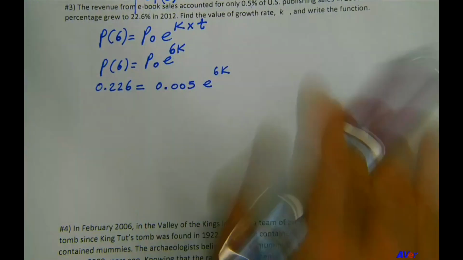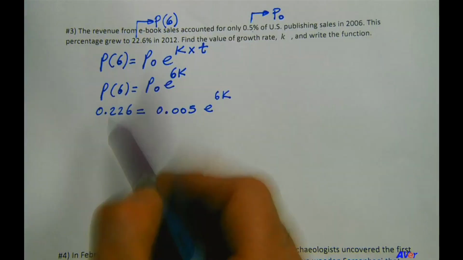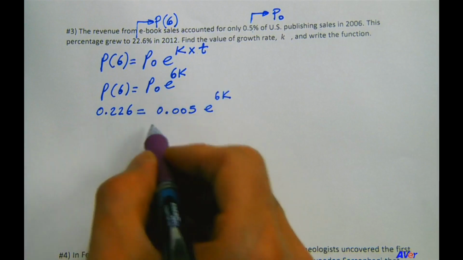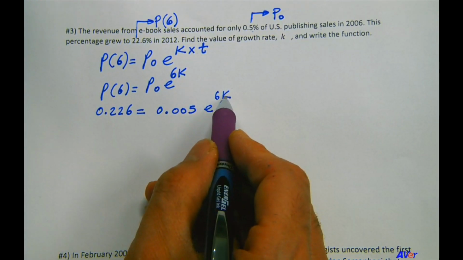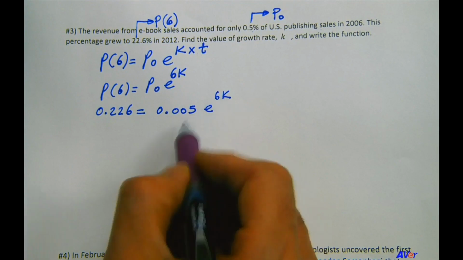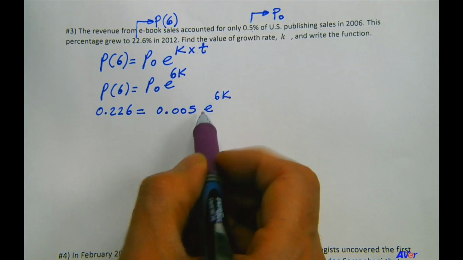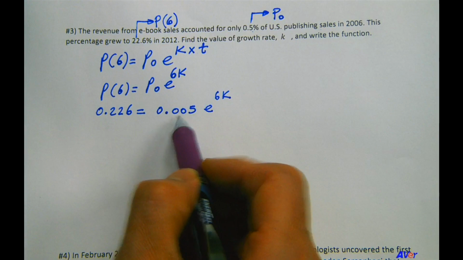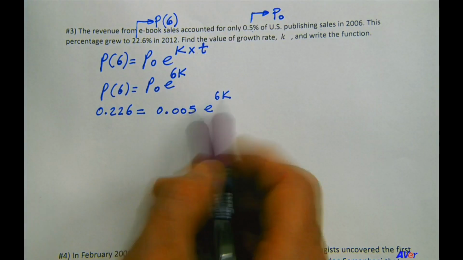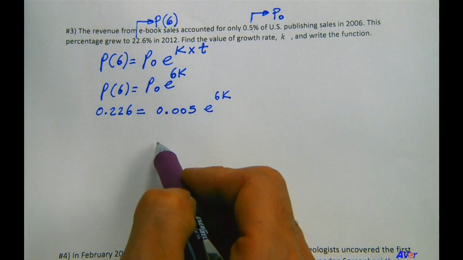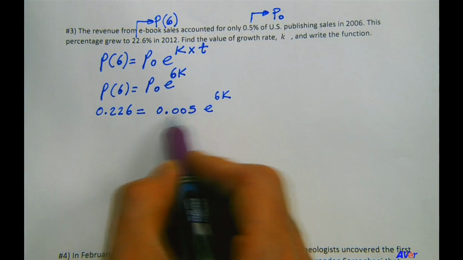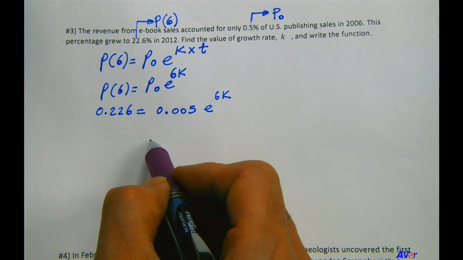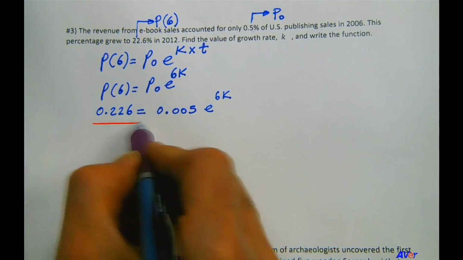In this case, we divided by 100 to find the decimal for each percentage. Now our objective is to get to k, which means if we're solving for k, we need to isolate k by itself. Look how many things are preventing k from being isolated. First of all, we've got the 0.005, then this base e, then the 6. The techniques to get rid of each of these are different. So how do we get rid of the 0.005 first? Well, we divide both sides by 0.005.